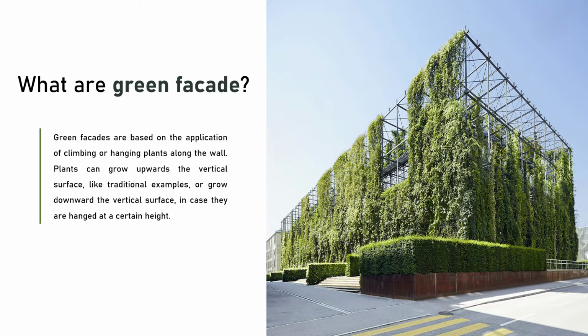Green facades are based on the application of climbing or hanging plants along the wall. Plants can grow upward on the vertical surface like traditional examples, or grow downward on the vertical surface in case they are hanged at a certain height. Green facades are light to install and generally aimed at supporting the natural development of plants, mainly climbing plants that can have evergreen or deciduous foliage and reach up to 25 meters of height, taking, however, some years for the full coverage of the wall.